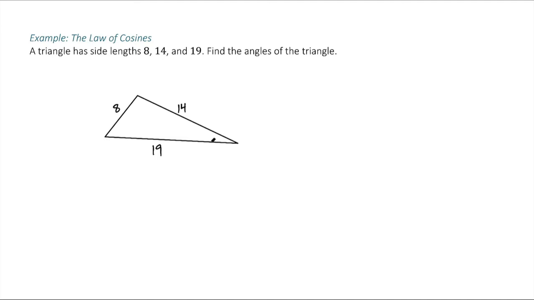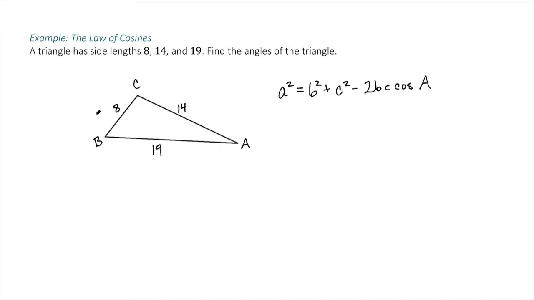So I'm going to go ahead and label here. We'll call this A, B, and C. So using the law of cosines, because we've got three sides, it doesn't really matter which form we use. I'm going to go ahead and do the A squared equals B squared plus C squared minus 2 times B times C times the cosine of the angle A. Then we can plug in all of the sides that we know.